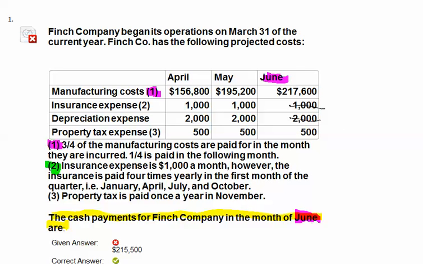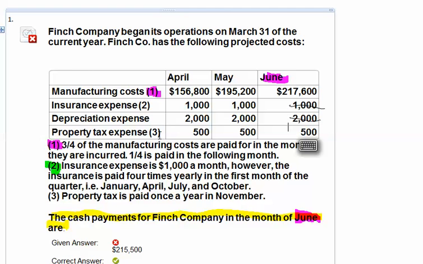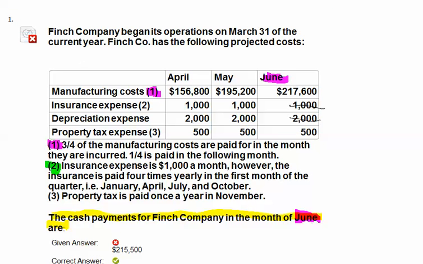Property tax expense, that one is number 3, and it says property tax is paid once a year in November. Did we pay any in June? No. So I can again draw a line through that. It's not relevant to me.